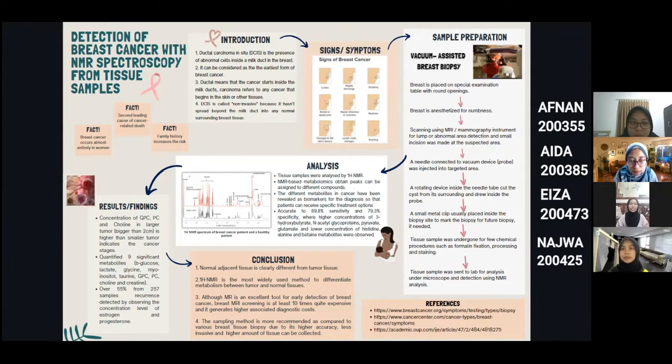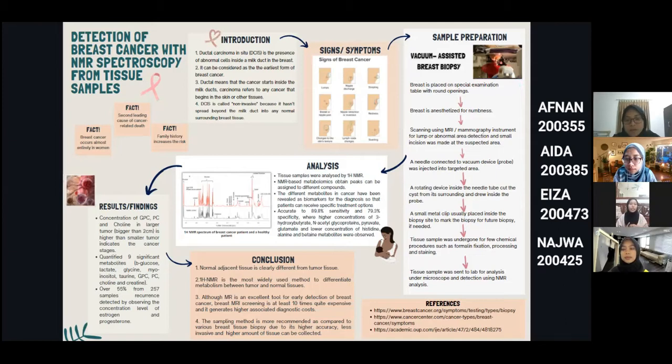Okay, so now I will continue on how sample preparation for breast cancer detection is done. Breast cancer detection is done by using a vacuum-assisted breast biopsy, which is one of the latest methods in tissue biopsy. What makes this method differ from other methods is the use of vacuum, which is connected to the needle tube to suck out the targeted tissue inside the breast, and the use of MRI or mammography instruments as a guide to detect abnormal areas inside the breast and to ensure the correct position of the needle tube when extracting the tissue inside the breast.